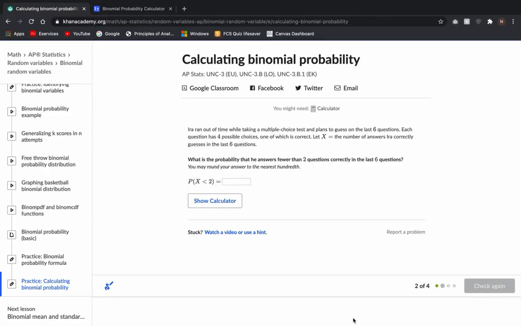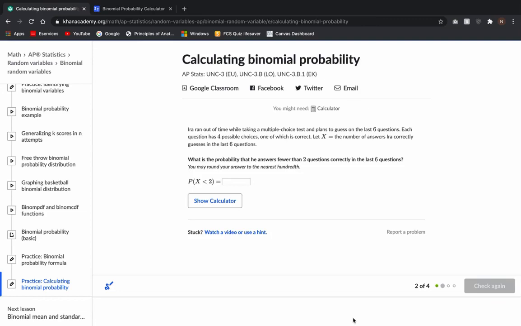Okay, so now we're going to resume with the second question of the binomial probability. The question reads, Ira ran out of time while taking a multiple choice test and plans to guess in the last 6 questions. Each question has 4 possible choices on which is correct. Let X be the number of answers Ira correctly guesses in the last 6 questions. What is the probability he answers fewer than 2 questions correctly in the last 6 questions? You may round your answer to the nearest hundredth.